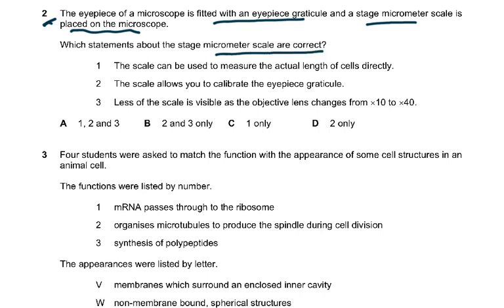Which statements are correct? The scale can be used to measure the actual length of cells directly. Well, you don't do it directly. You have to remove the stage micrometer and then place another slide, because you have to first calibrate the microscope. The scale allows you to calibrate the eyepiece graticule. Yes, that's correct. Less of the scale is visible as the objective lens changes from x10 to x40. Naturally, if you change the objective lens, you will see less of the scale, because now less of the view is there. So that is why the answer to question number 2 was B, which is 2 and 3 only. This was incorrect because you don't actually see it directly, but you actually have to remove it and place the slide on it.